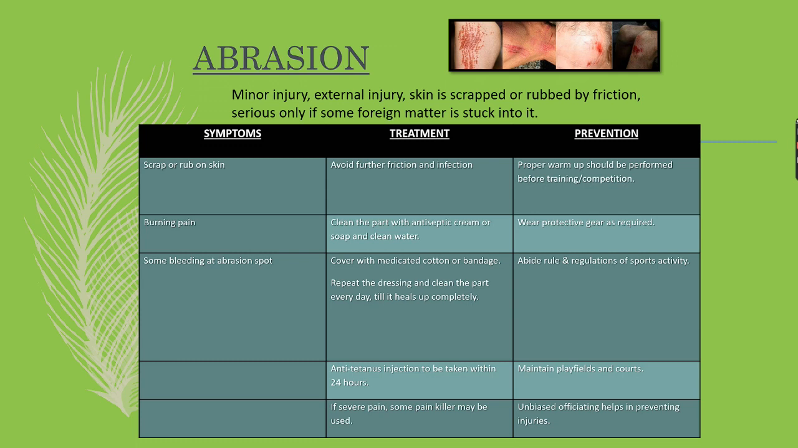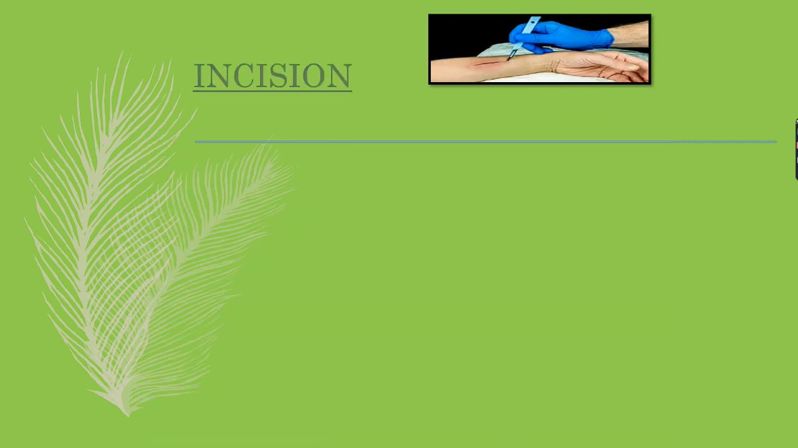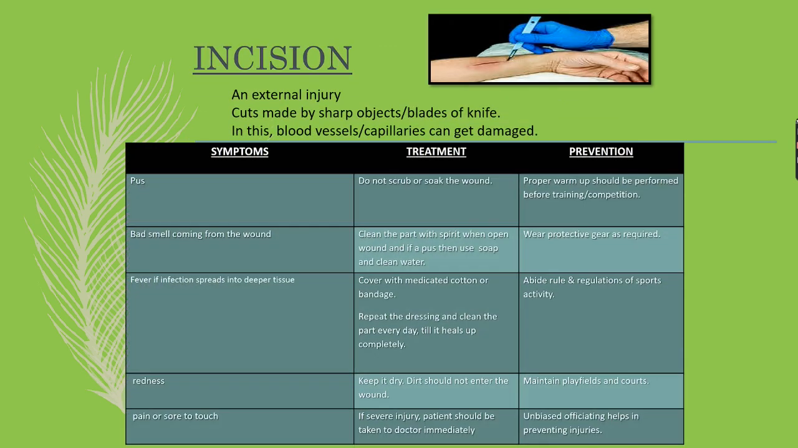Abide by rules and regulations of sports activity. Anti-tetanus injection to be taken within 24 hours. Maintain playfields and courts. If severe pain, some painkiller may be used. Unbiased officiating helps in preventing injuries. Abrasion is a minor external injury where the skin is scraped or rubbed by friction, serious only if some foreign matter is stuck into it. Incision. Symptoms, treatment, prevention.